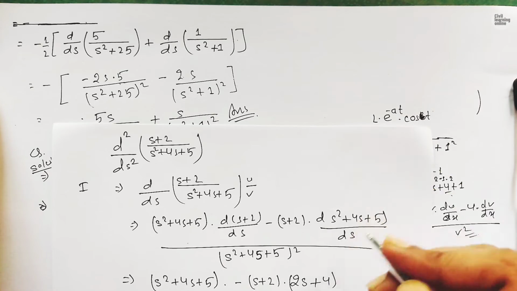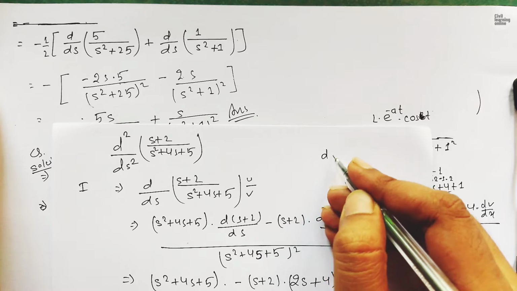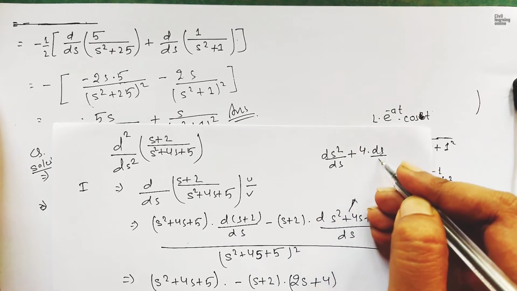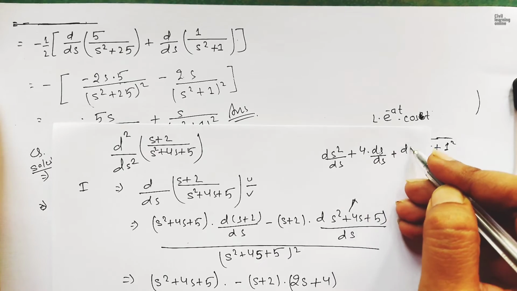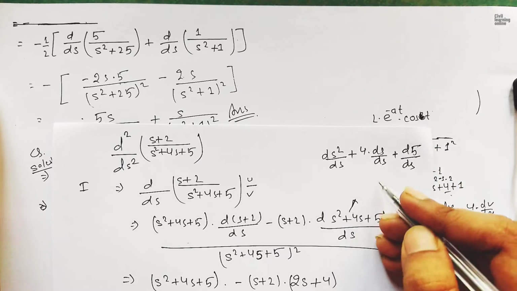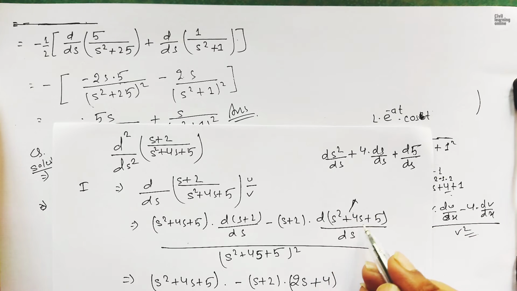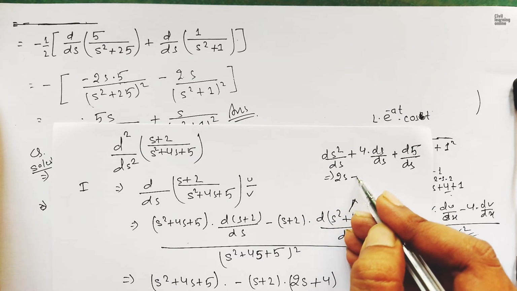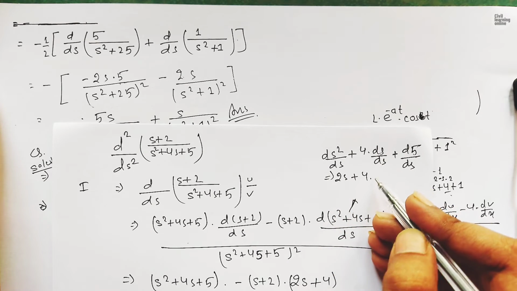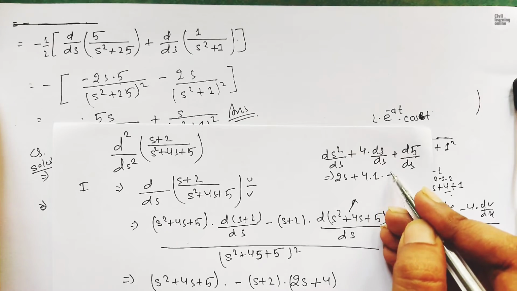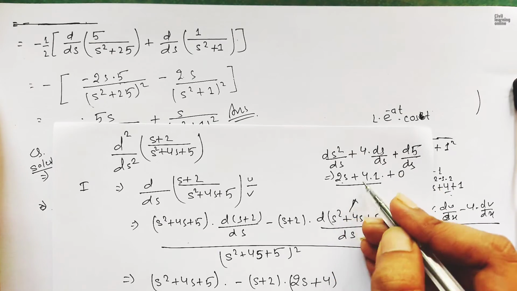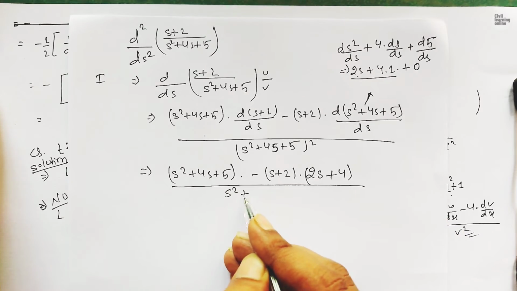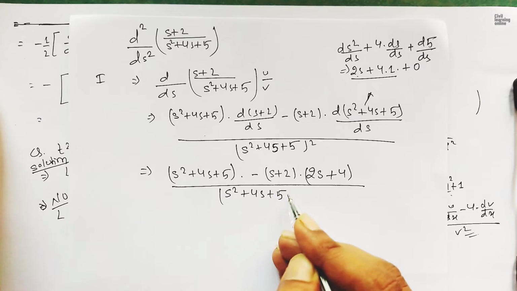How did this happen? See here, what is happening is d s square upon ds plus 4 times ds upon ds plus the derivative of 5. We are multiplying these whole terms with d upon ds, so the derivative of s square with respect to s will be 2s, plus 4 times the derivative of s with respect to s, which is 1, and this 5 will get 0. So what we have here is 2s plus 4, so that is what I have written here. Now s square plus 4s plus 5 whole square.